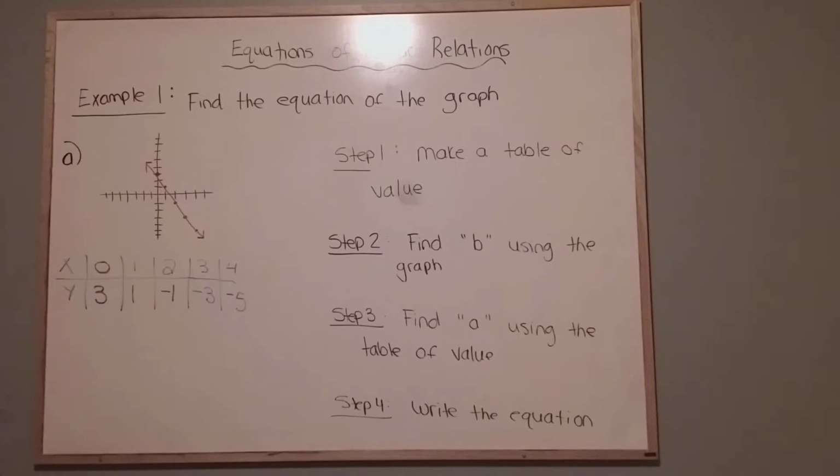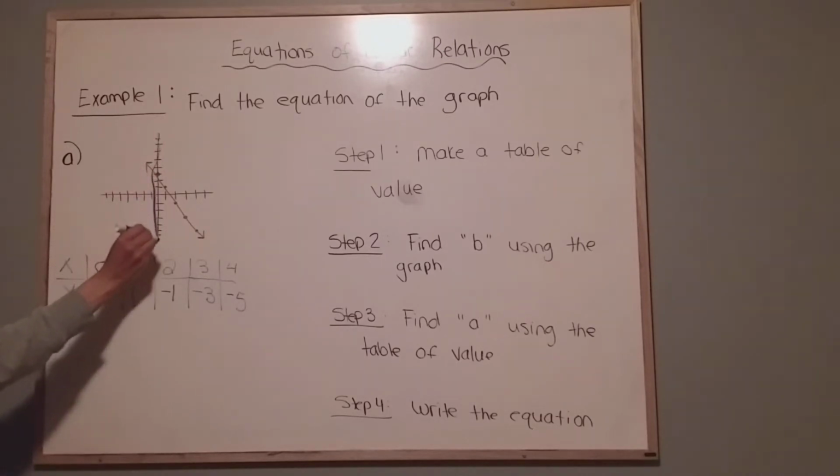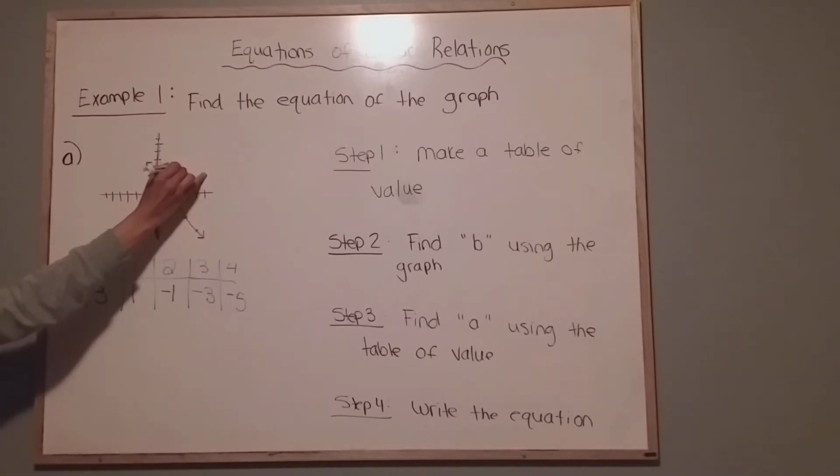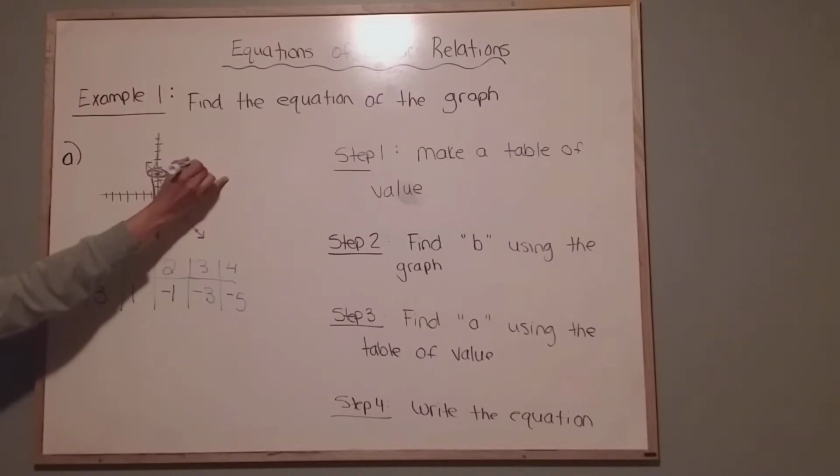So I made a table of values with the given graph. That's your step number 1. Step number 2 is to find B. B is the point that hits your y-axis. So this is your y-axis. I'm looking for this point. And at that point, my y is equal to, so this is my B, which is at positive 3.